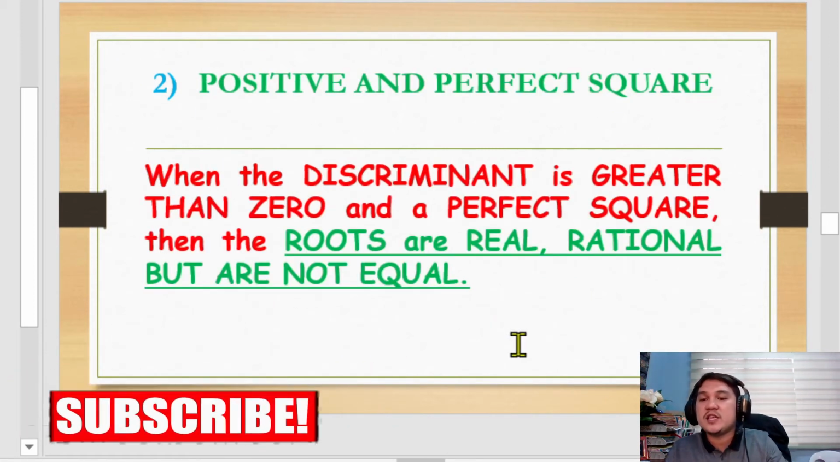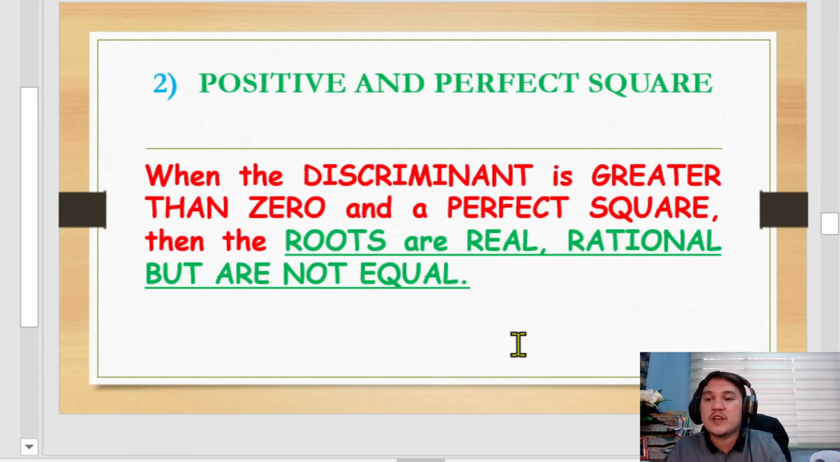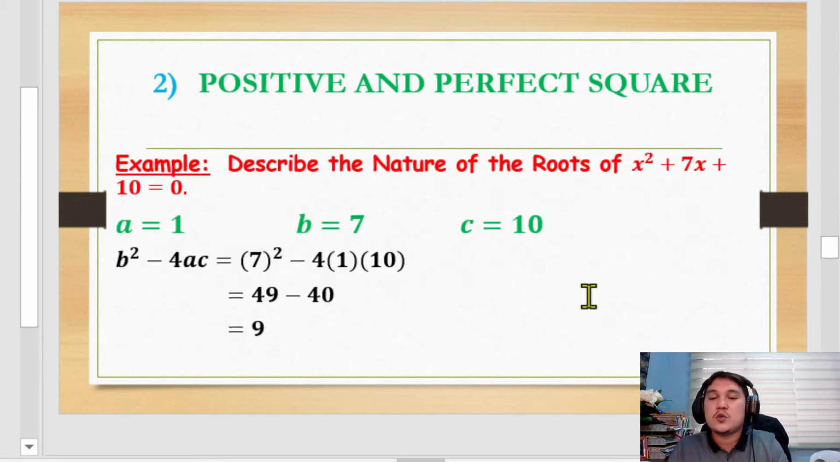Number 2, positive and perfect square. When the discriminant is greater than 0 and a perfect square, then the roots are real, rational, but are not equal. So we have an example. Describe the nature of the roots of x squared plus 7x plus 10 is equal to 0. So the values of a, b, and c are a is equal to 1, b is equal to 7, c is equal to 10. Then we substitute the values to the discriminant.